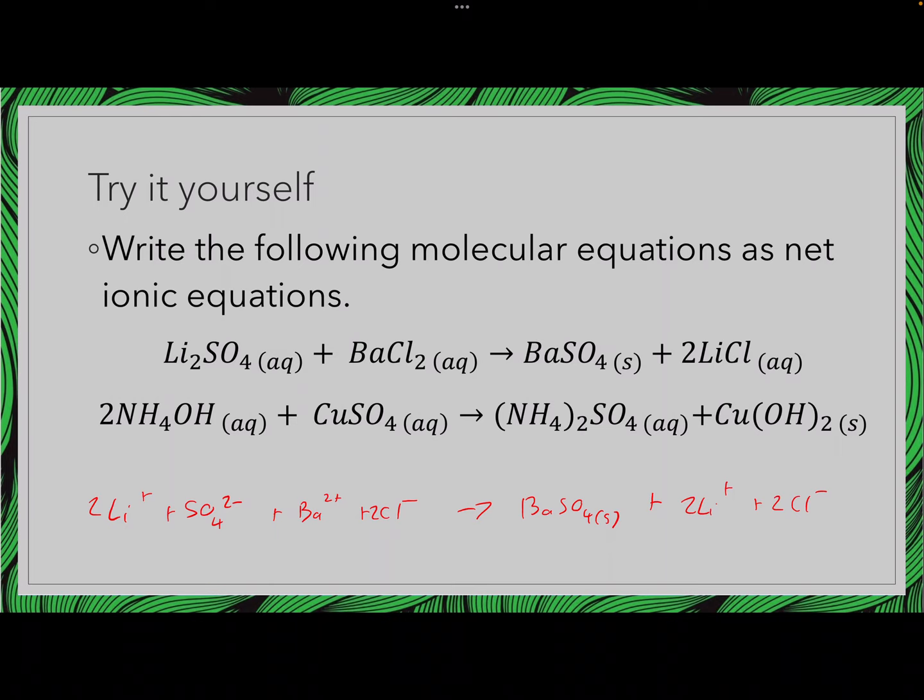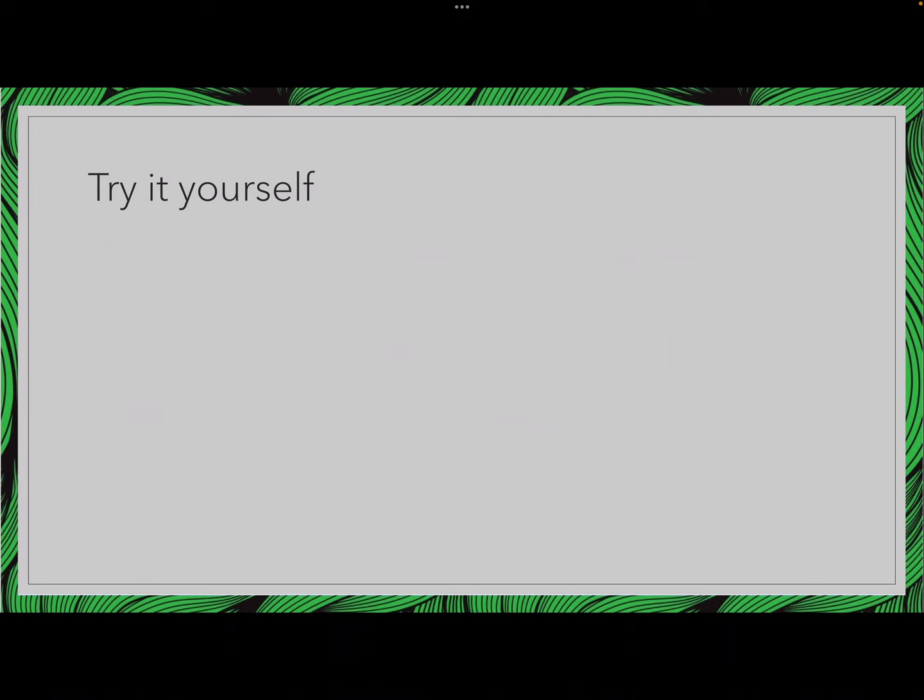So when we've got that, we have a look, see which one is the same on both sides. So lithium 2Li+, 2Li+, 2Cl-, 2Cl-. So left with SO4 2- plus Ba2+, gives us barium sulfate solid. And that's what we've got there.